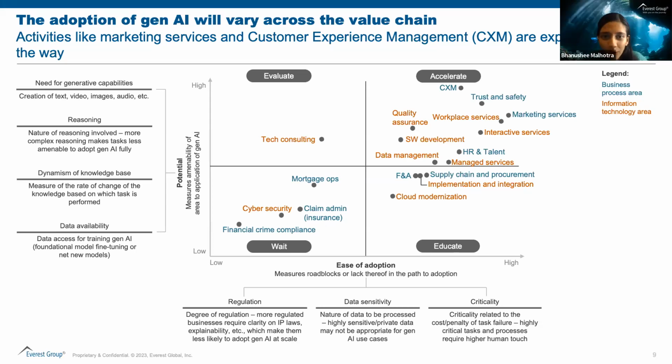Yeah, thanks, Amy. So when it comes to the entire enterprise value chain, we tried to map it across potential of Gen AI adoption and the ease of adoption. In this chart, you'll see various enterprise functions such as customer experience management, trust and safety, and marketing services in the accelerate quadrant, which means they have high potential and high ease of adoption, versus something like cybersecurity or financial crime compliance, which we've seen in the wait phase, where people are still in the exploration phase when it comes to Gen AI adoption.